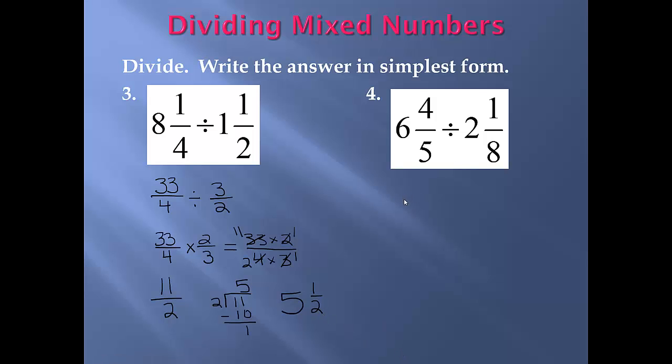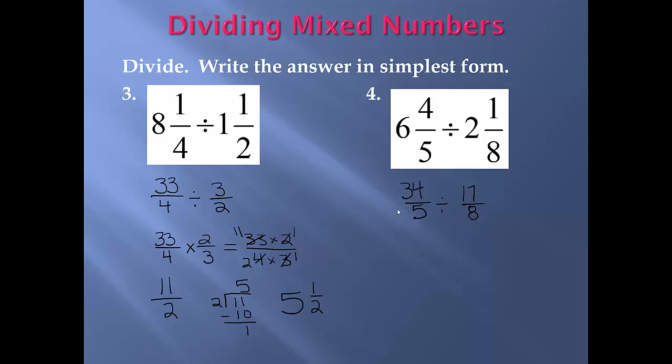And now for number 4, we have 6 4/5 divided by 2 1/8. So our first step is to convert both of them into improper fractions. So 5 times 6 would be 30, plus 4 is 34, so we will have 34/5. And then we have divided by, we need to look at 2 1/8, and we'll do 8 times 2 is 16, plus 1 is 17. So we have 17/8.